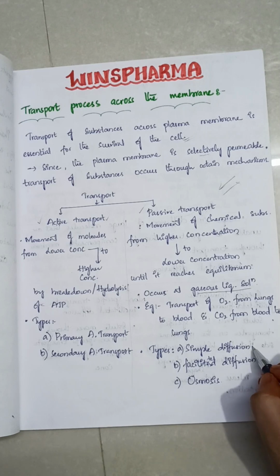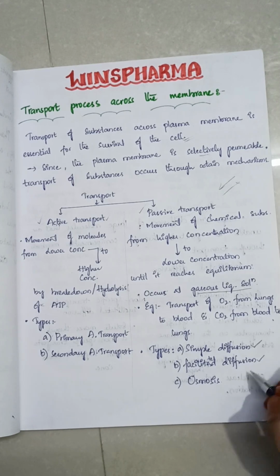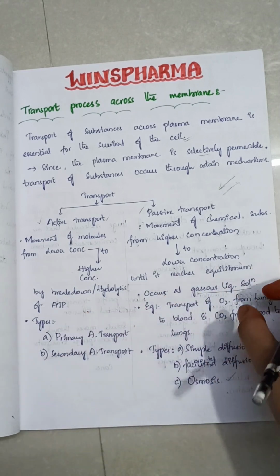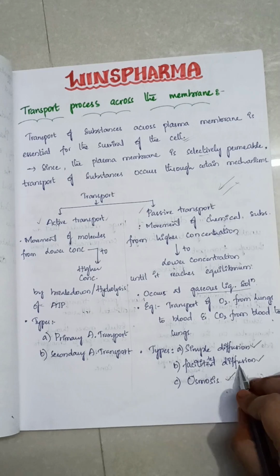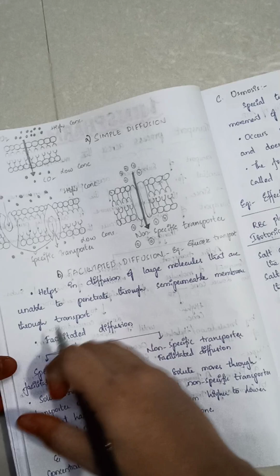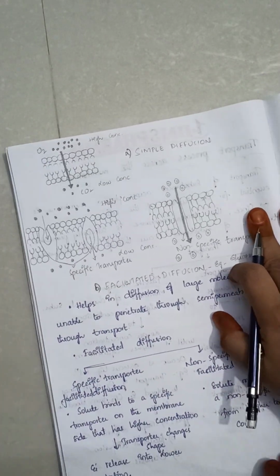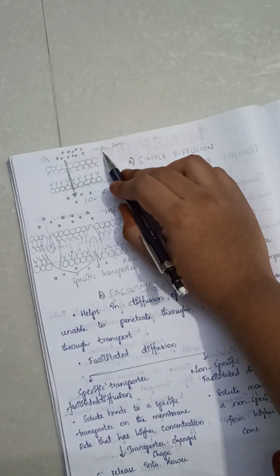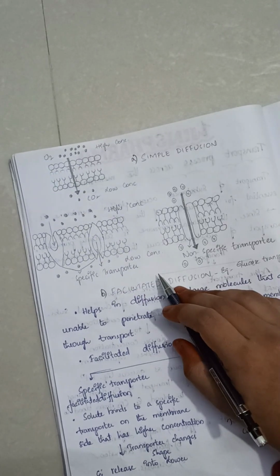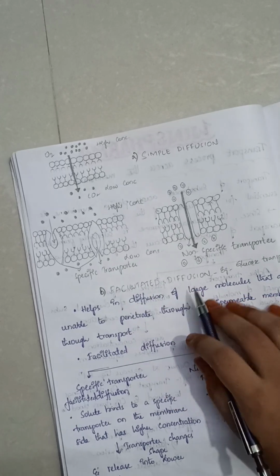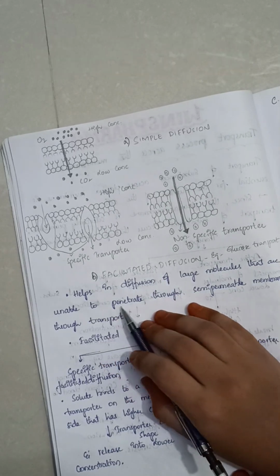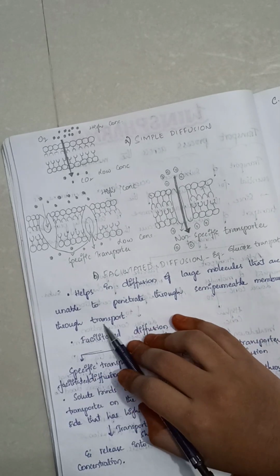These are mainly divided into three types: simple diffusion, facilitated diffusion, and osmosis. We'll later discuss active transport. First, let's discuss simple diffusion, facilitated diffusion, and osmosis. What is simple diffusion? Simple diffusion is movement from higher concentration to lower concentration across the cell membrane. Then coming to facilitated diffusion. What is facilitated diffusion? It helps in diffusion of large molecules that are unable to penetrate the semi-permeable membrane, through a transporter.